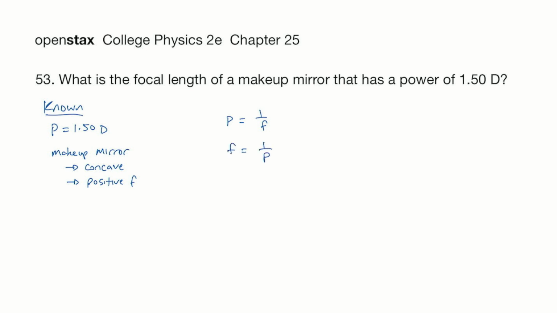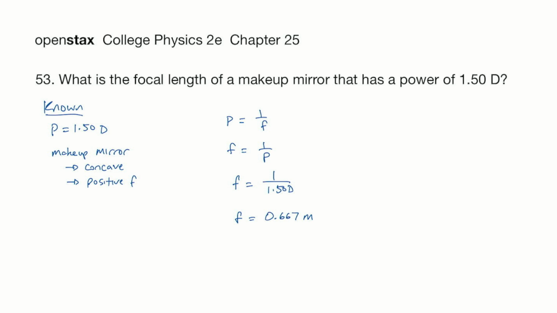All right, so the power is 1 over the focal length, so that means the focal length is 1 over the power. So focal length is 1 over 1.50 diopters. And I did the computation, and I got 0.667, and that's going to be meters.